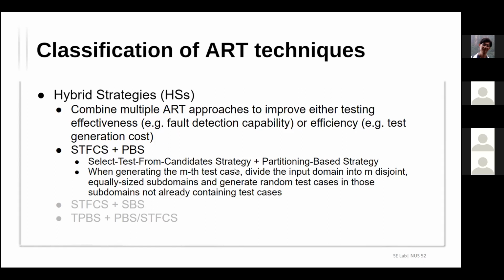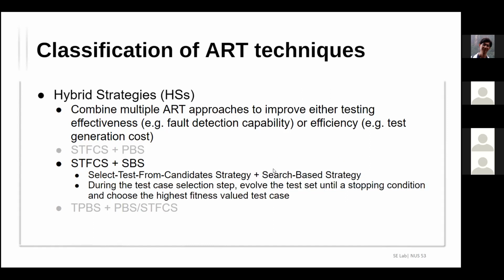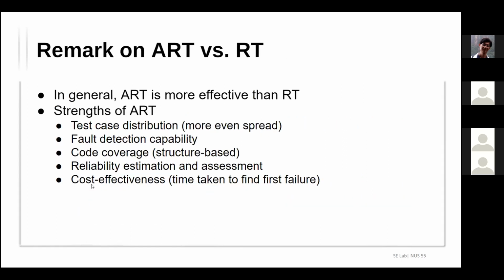When you generate the M test cases, you divide the input domain. So it's just an improvement on the way to generate the test cases. Nothing very interesting here essentially. Then in the test case selection step, for the select test candidate strategy, you just evolve the test case until a stopping condition and choose the highest minimum value test case. So when you have a candidate set, rather than just picking the candidates directly from the set, you evolve the set repeatedly until a stopping condition. Then you pick the test. I will give my comments, so maybe we can skip these because I think it's very hard to extract the takeaway to generalize the idea.